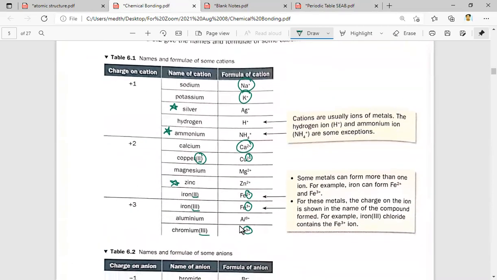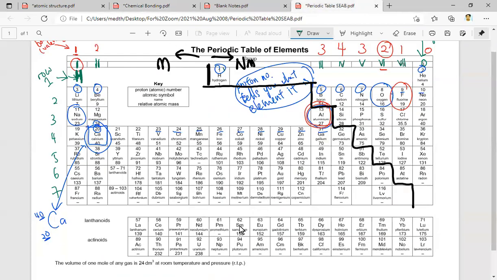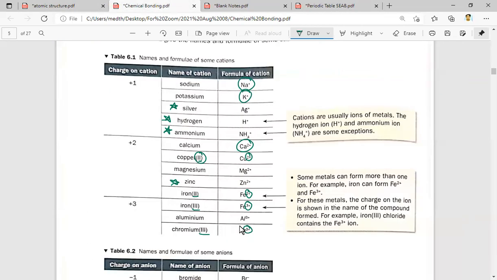Okay, hydrogen, this one, go remember. Now for silver and zinc, why do I put a star there? It's really because, can you see zinc is here? Silver is over here. There's no bonding number, there's nothing above it. So you can't really determine the charge because there's no bonding number given. And so you must memorize that zinc is 2 plus, and silver is Ag plus.